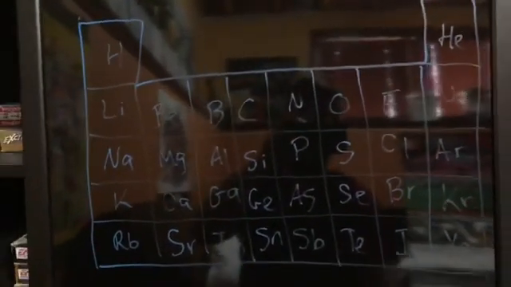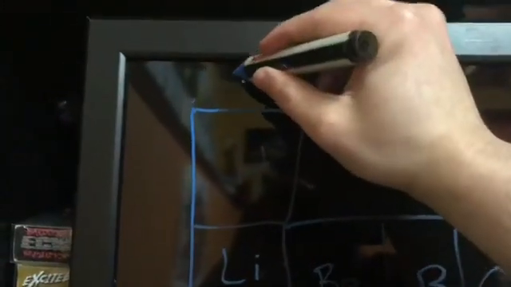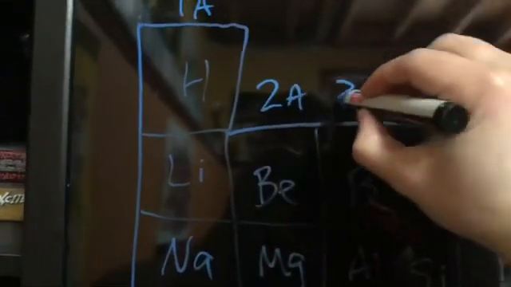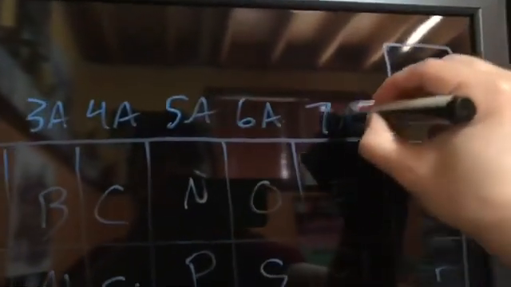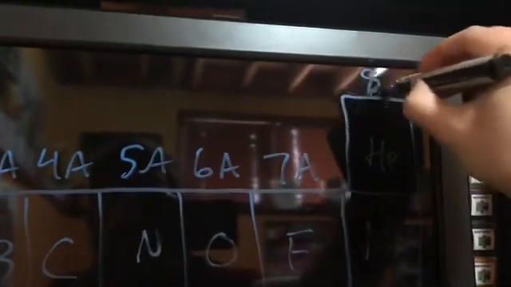So I'm just going to take this off. So I took off my periodic table and I just wrote out a few of the different groups here. And what I'm going to do is I am going to number them as 1A, 2A, 3A, 4A, 5A, 6A, 7A, and 8A.